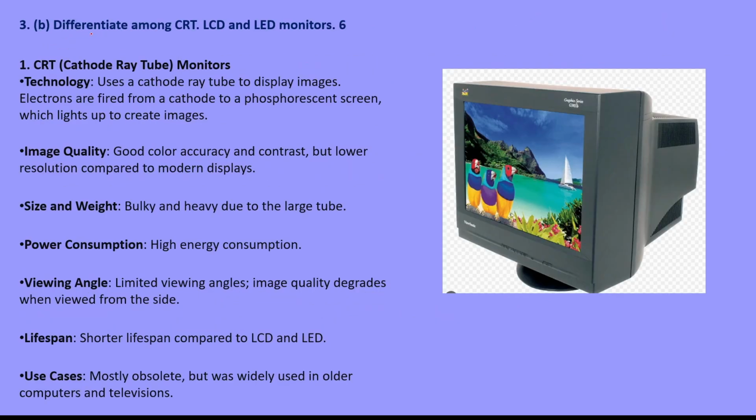Next we move on to differentiate CRT, LCD, and LED monitors. What is the difference? As we know, CRT is the old model. CRT is a cathode ray tube monitor, which is a photo screen that consumes more power and uses lights to create the image. The comparison covers image quality, size and weight, power consumption, viewing angles, lifespan, and use cases. This is called a CRT, that means a cathode ray tube.